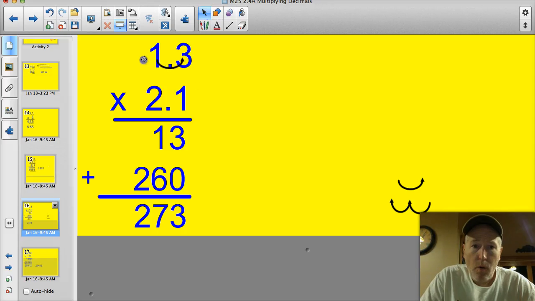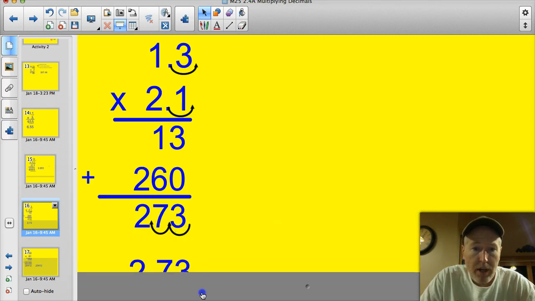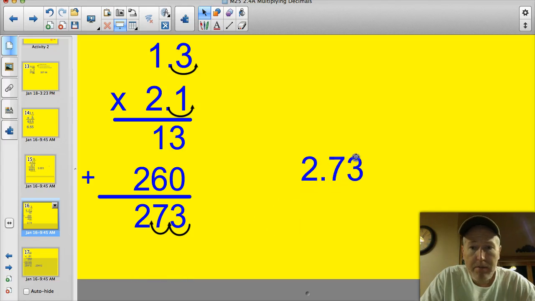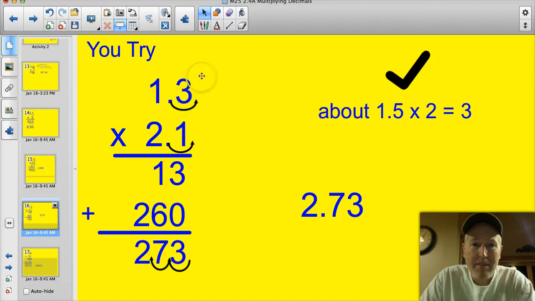So I got 1 decimal spot here. I got 1 decimal spot here. So I got a total of 2 on the top. So that means I have to move it in my answer 2 places. So your answer should have been 2.73. Okay, let's see. Does that make sense? Well, this is about 1.5 times 2. 1.5 times 2 would be 3. So yeah, my answer of 2.73 does make sense.